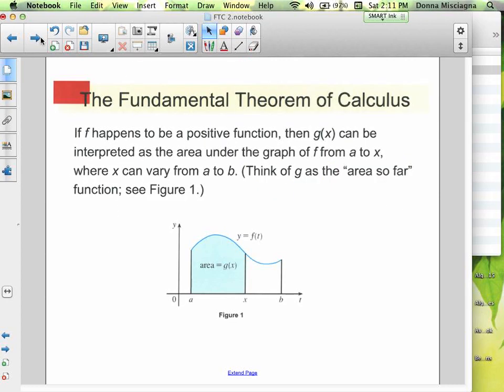All right, continuing with fundamental theorem of calculus. If f happens to be a positive function, then g of x can be interpreted as the area under the graph of f from a to x, where x can vary from a to b. Okay, so you can think of g as the area so far in our function. So here we have our curve, and this would represent the area on the interval there. So g of x represents the integral? Yes. Well, no, the other way around. Well, this one here is our derivative. Yeah, you're right. The integral, which would be the original function.